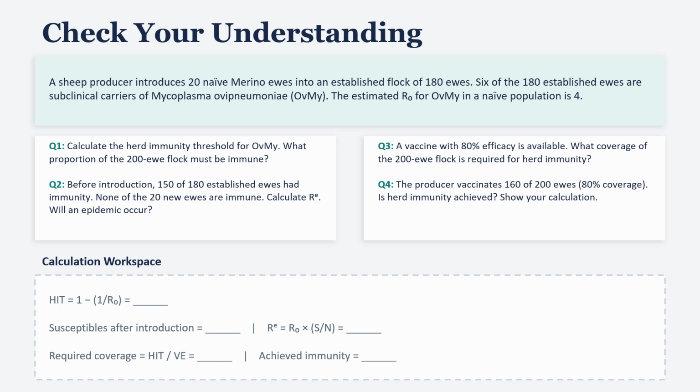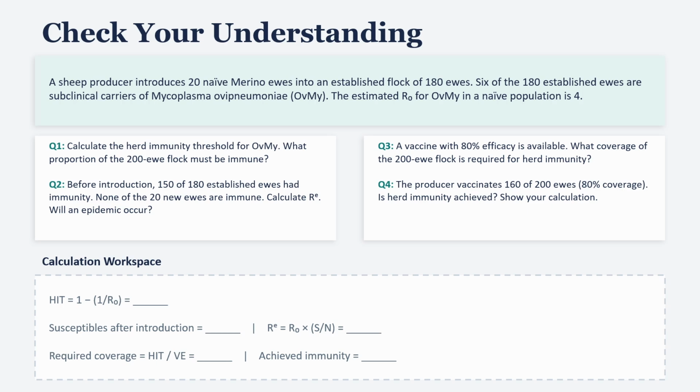Pause the video and read the scenario and try to work through the questions on your own. Then we'll work through them together. This scenario is designed around a realistic and important veterinary problem. Mycoplasma ovipneumoniae is a pathogen of genuine concern in both domestic sheep and, critically, in bighorn sheep, where contact with domestic sheep has caused devastating pneumonia epizootics. The R0 of 4 is realistic for this pathogen in naive populations.